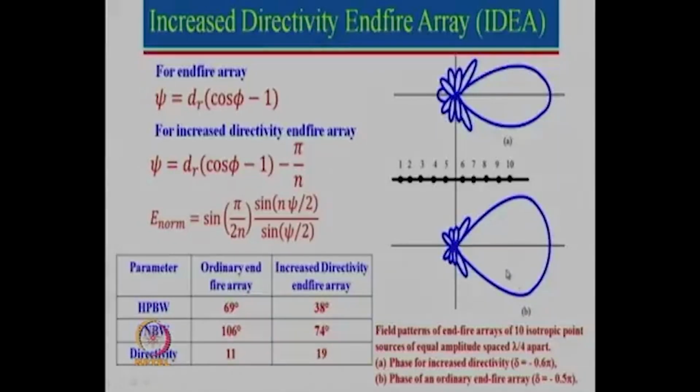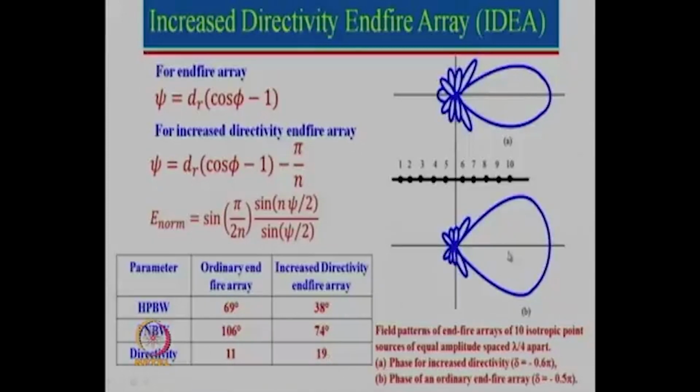So, what is happening, and how is it happening? First, let us just see the example quickly. In this particular case, for the ordinary end fire array, the half power beam width is 69 degrees, whereas for the increased directivity array it is 38 degrees. So, one can see that there is a substantial reduction in the half power beam width, and that is why directivity increased from 11 to 19.